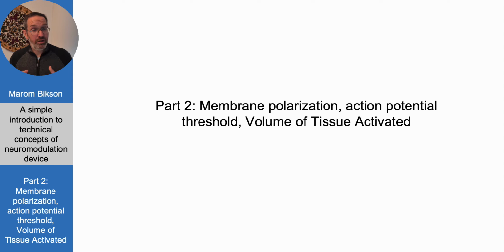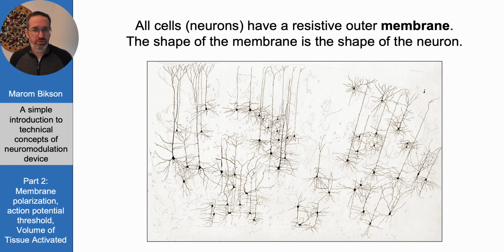Okay, moving on now to the second part, and simply introducing the concepts of membrane polarization. You'll hear about neuronal polarization, action potential threshold, which I'm going to explain in the context of neuromodulation, and also a related concept of volume of tissue activated, which is used conceptually in neuromodulation.